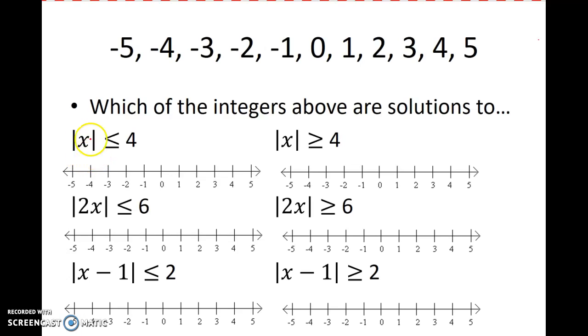If we remember, when we have absolute value, we need to make sure we find the distance from 0, which will always be positive. So I'm going to do the first one as an example, and then I'm going to have you pause the video and you'll complete the rest of them.